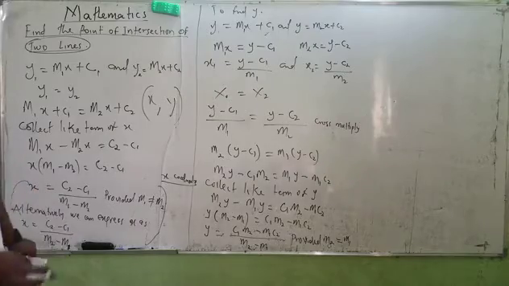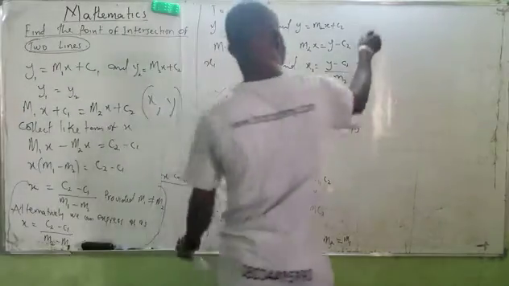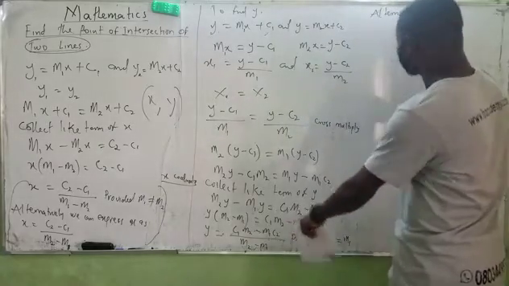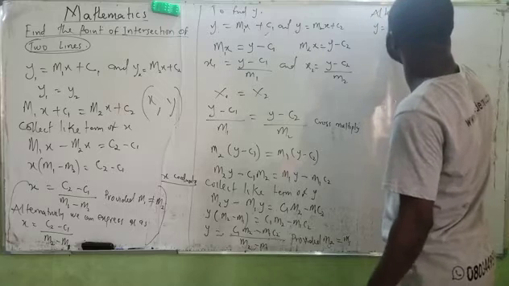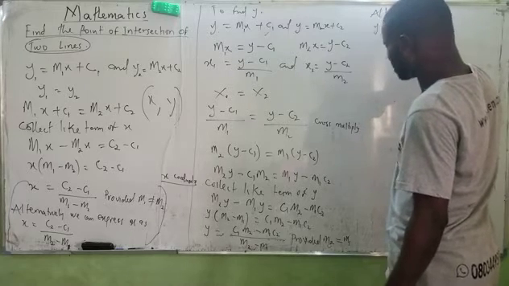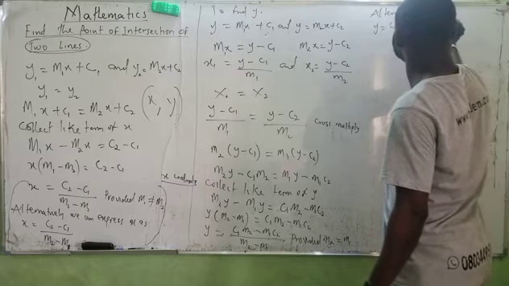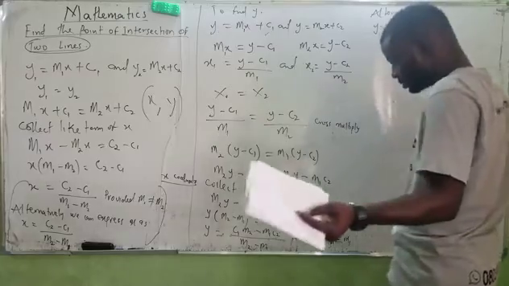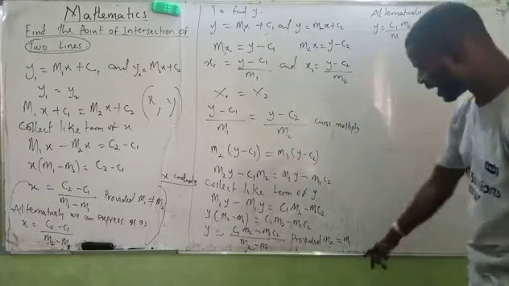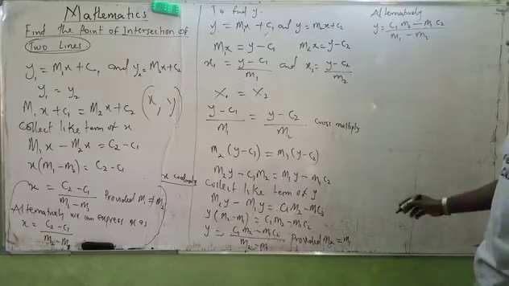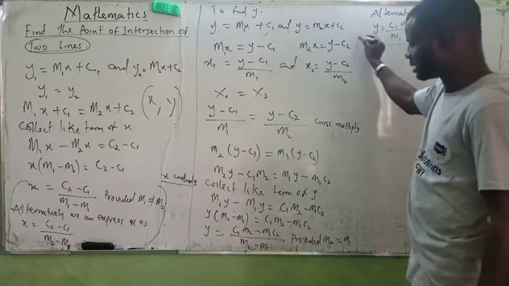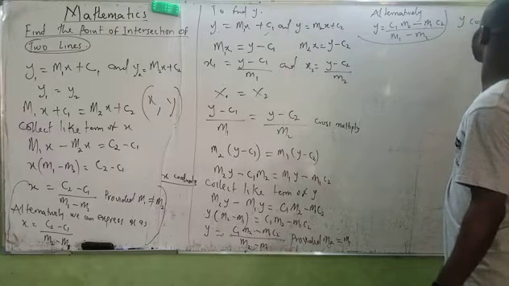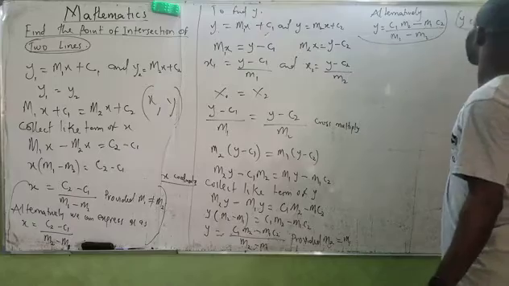Now, alternatively, I can also say that my y could be equal to c1 m2 minus m1 c2 divided by m1 minus m2, depending. Now, don't forget that m1 must not be equal to m2. This is what? This is the y coordinate. Take note, this is the y coordinate.